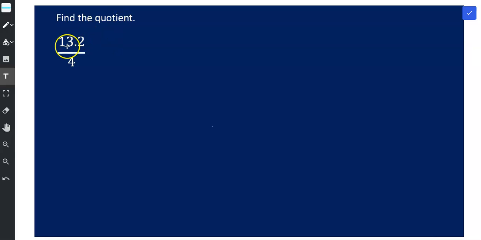Find the quotient. 13 2/10 divided by 4. 13.2, the numerator, is called the dividend. And the 4, the denominator, is called the divisor.